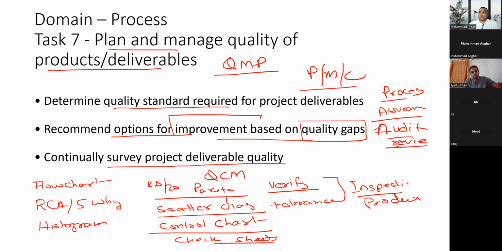And to improve, we have a theory called PDCA, the Kaizen, continuously improve: plan, do, check, act, which was developed by Mr. William Edward Deming. So that was the part of the quality management plan.